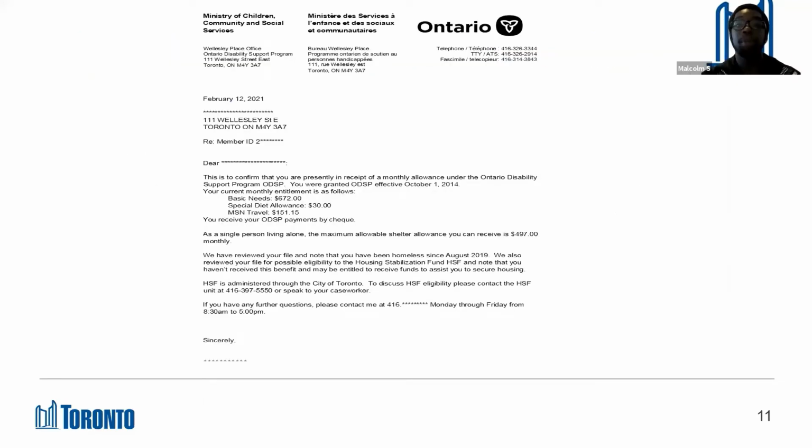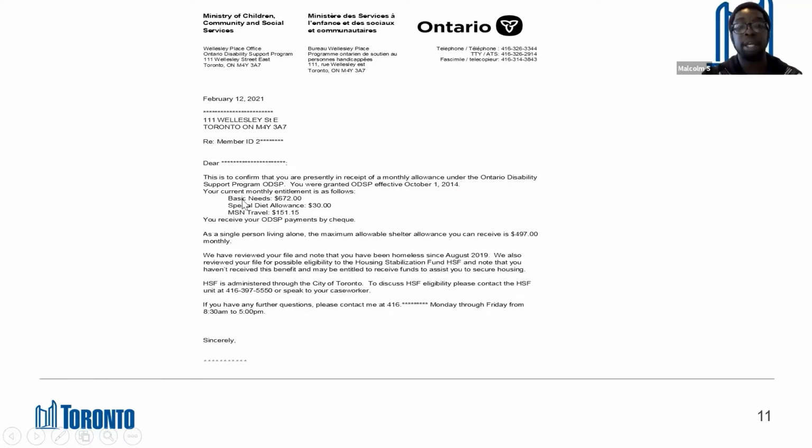Okay, so this is an example of what an income verification form would look like. Once again, I tried to make this as big as possible. Can you all see this? Are you able to see it pretty well? All right, okay, cool.